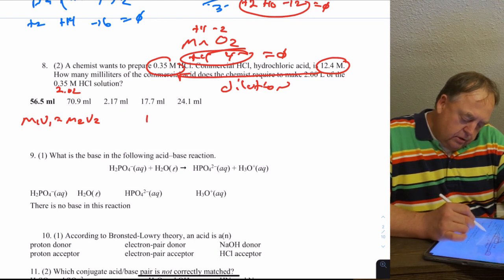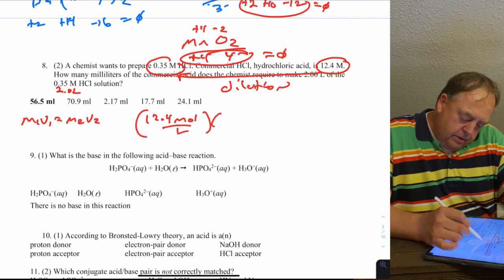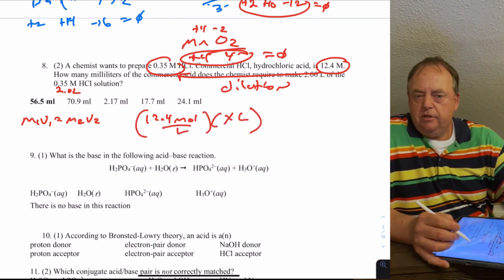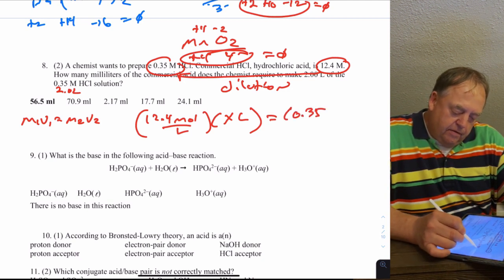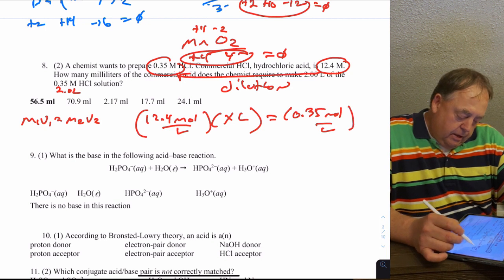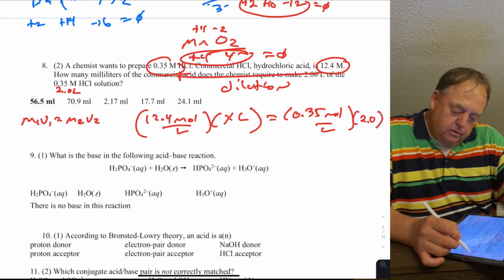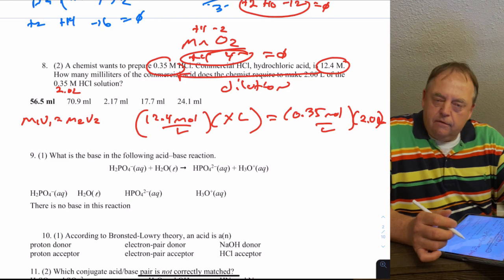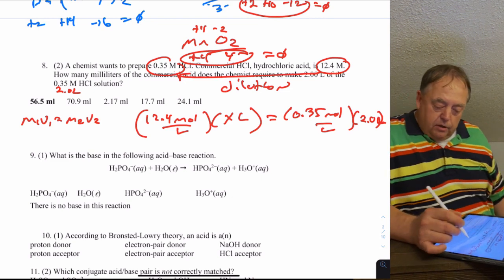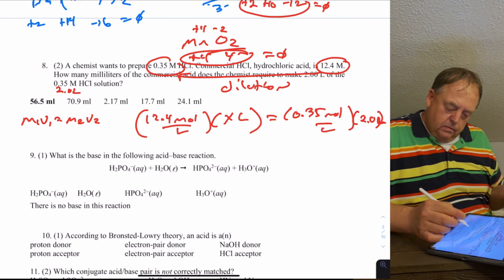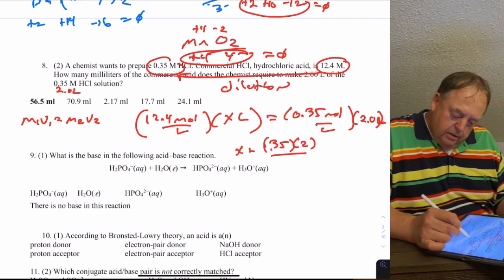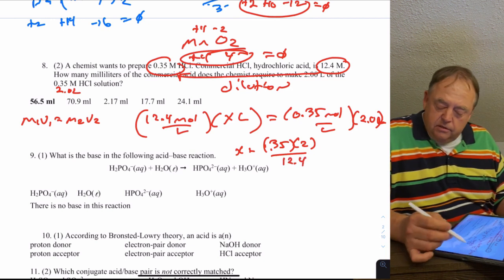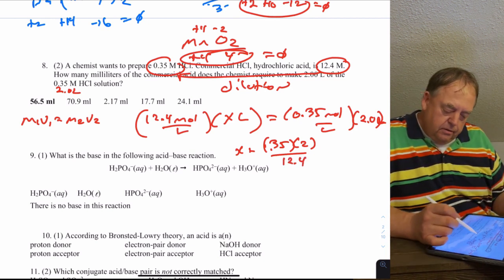Okay, so M1 is the 12.4 molar that you start with. You need to calculate how many liters of that you need to dilute, so X. And you want to make 0.35 mole per liter, and you want to make 2 liters. So solve for X. So 0.35 times 2 divided by 12.4, and this is going to give you liters as the answer, right?